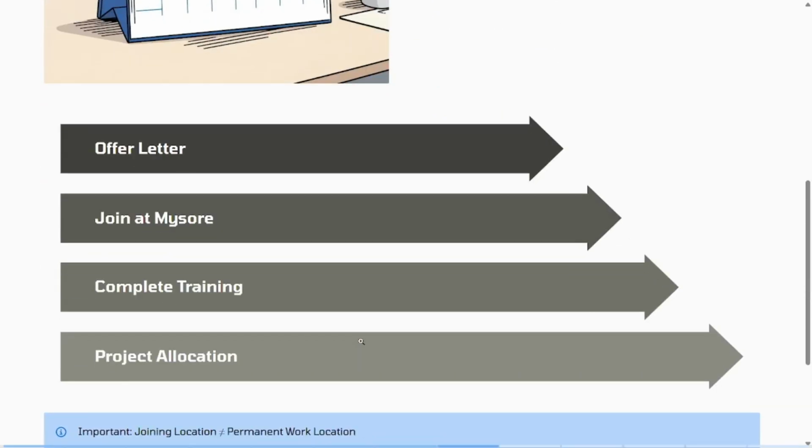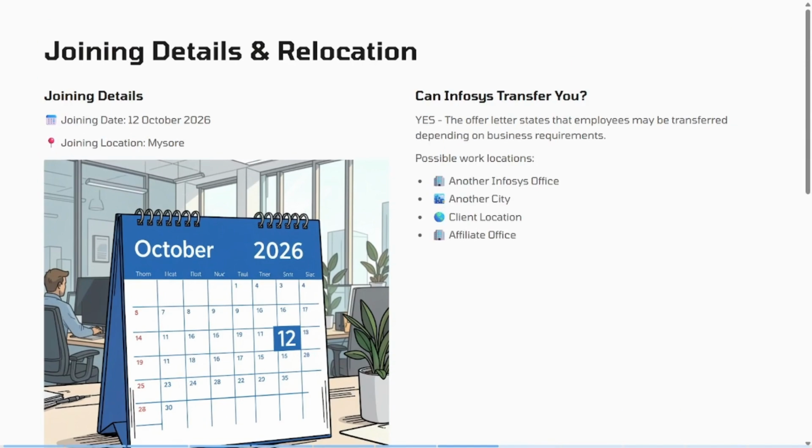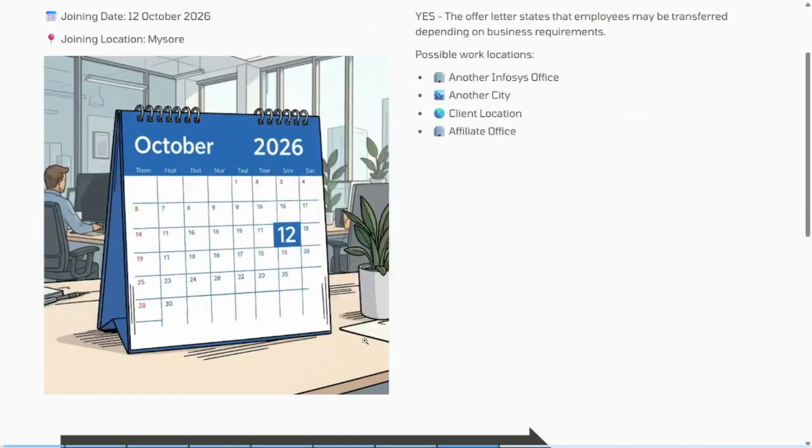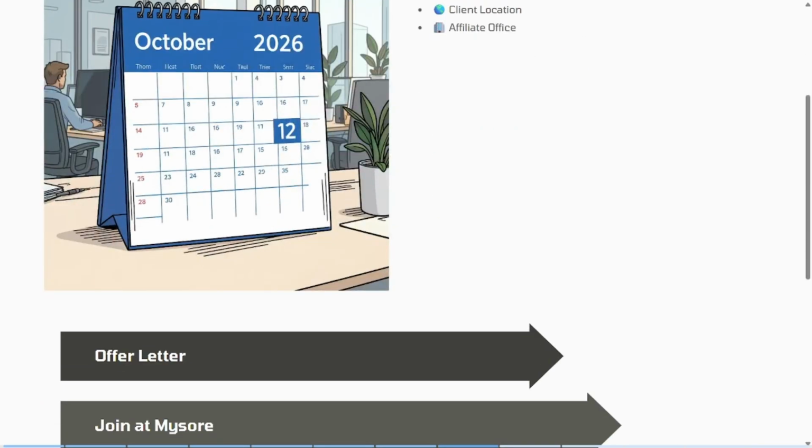So next, now let's talk about two very important details in the offer letter: my joining date and my joining location. In my offer letter, the joining date is 12th October 2026. This is the date on which I am expected to report to Infosys and officially begin my employment. One common mistake students make is confusing the offer letter issue date with the date of joining. They are different. The issue date is when Infosys sent the offer letter, while the joining date is when you actually start your job.